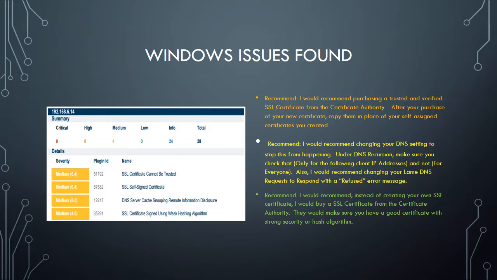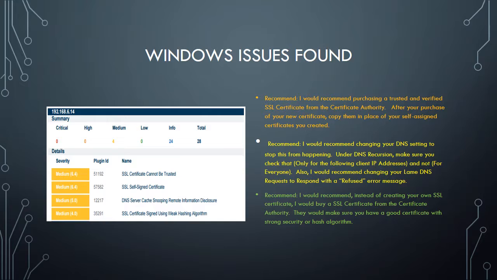What we have here is Windows issues found. When we did a Nessus scan on the Windows server, we came up with these vulnerabilities. As you can see, the first two, SSL certificate can't be trusted, and the SSL self-assigned certificate, are the same as the Linux box. They went ahead and made a self-assigned SSL certificate through Windows instead of getting one from the certificate authority. So Nessus can't verify the certificate to be an authentic certificate. That's why it's coming up with these errors.